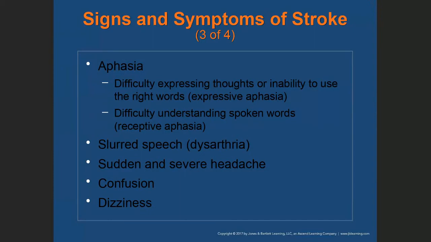Now, the other thing that can occur is the patient may be able to use the appropriate words, but the words don't come out properly. That would be considered slurred speech. So that's what we call slurred speech. They can have sudden and severe headache. They can have confusion, and dizziness may also be present.